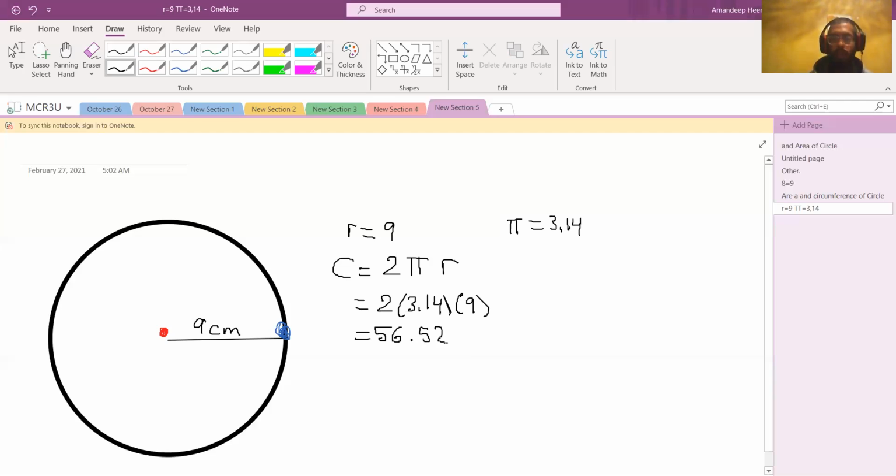This is where a lot of students make mistakes, so I want to give you a heads up. A lot of students forget to write the units. What is the unit for the circumference? Since the radius is in centimeters, the circumference is going to also be in centimeters. Okay? This is very important. Your teacher will take marks if you do not put the right unit. So it's going to be centimeters.